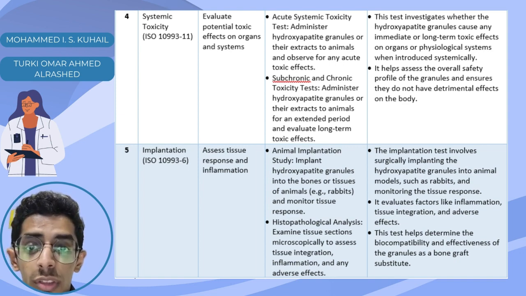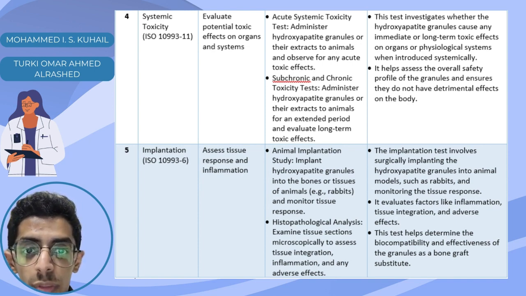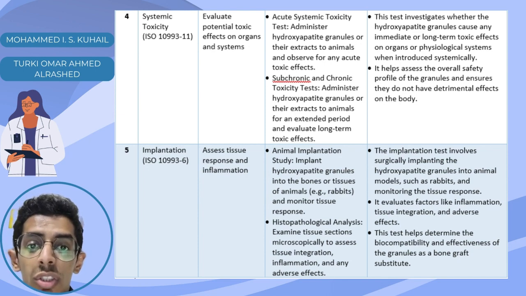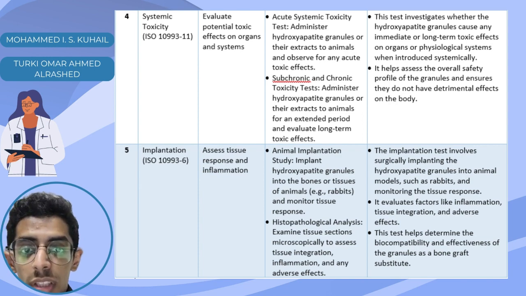The purpose of systemic toxicity is to check harmful effects on organs and body systems, whereas implantation assesses tissue response. The method for systemic toxicity is to administer granules to animals and observe toxicity, whereas implantation places granules into animals and evaluates tissue response. Systemic toxicity tests granules for safety in the body, whereas implantation assesses compatibility as a bone graft substitute.